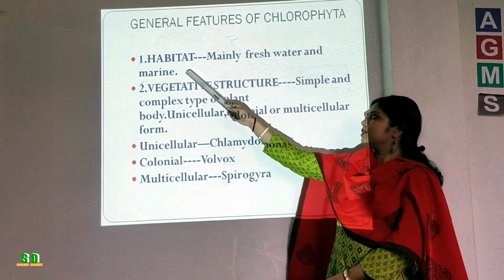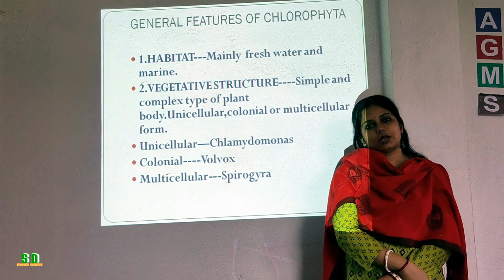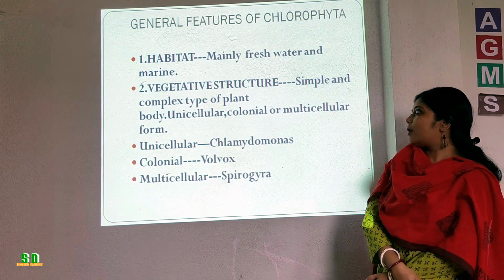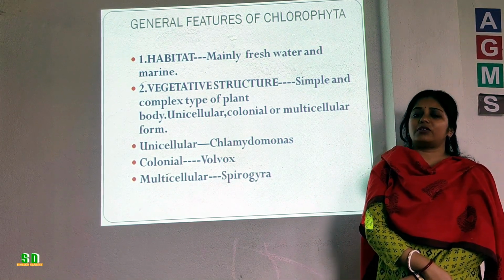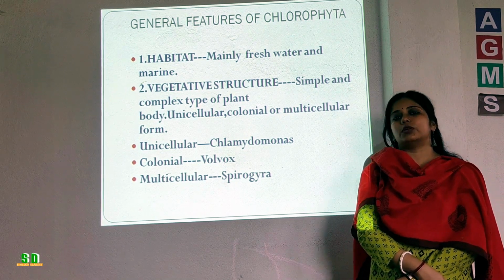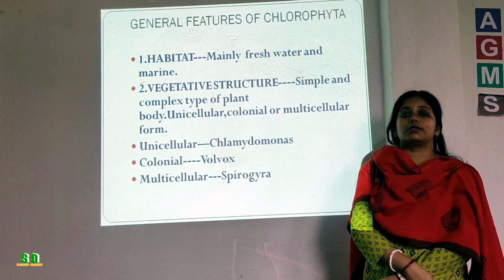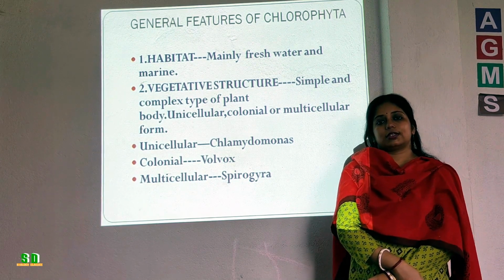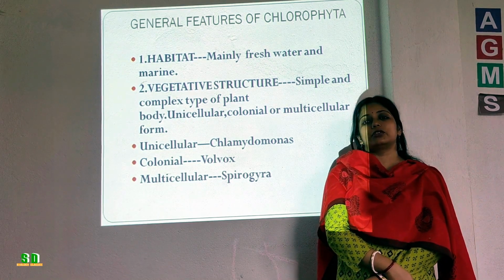The first one is habitat. The members of Chlorophyta, or the algae which belong to Chlorophyta, are found mainly in fresh water and very rarely in seawater. The most common freshwater member is called pond scum or pond silk, and the scientific name is, yes, you know it, Spirogyra.